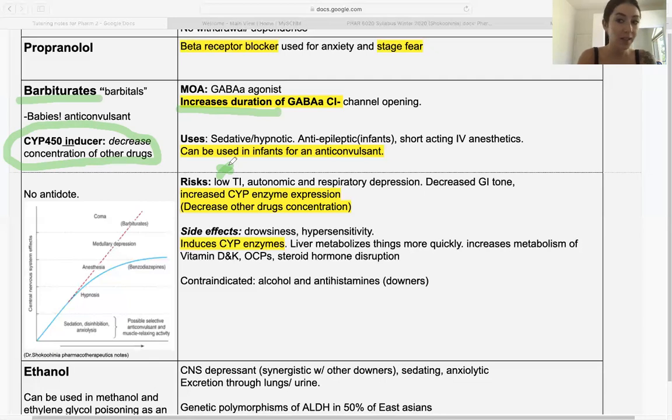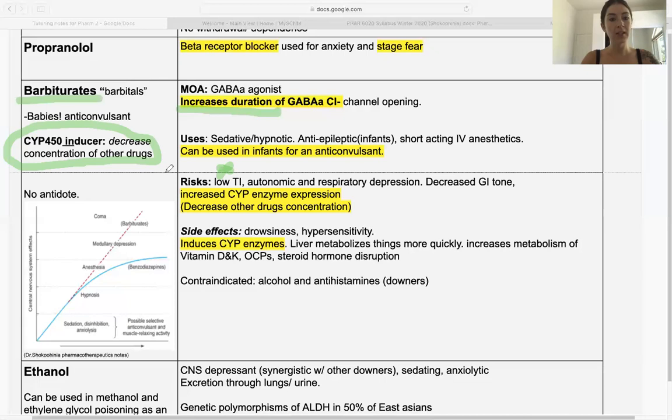So if we're inducing your drug metabolism, you're going to decrease the concentration of other medications you're taking. And this could be dangerous in a patient who's on blood pressure medication, per se. If they were given a barbiturate drug and it decreased the concentration of their blood pressure medication, it could cause dangerous hypertension in that patient because it induces CYP450, so they're going to burn through their other medications more quickly.